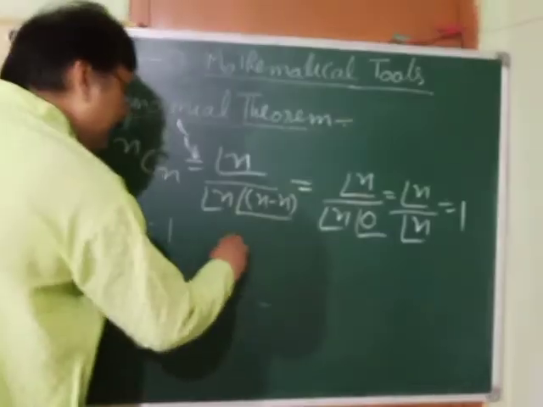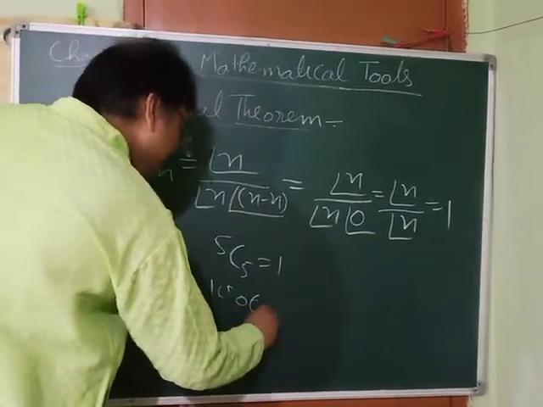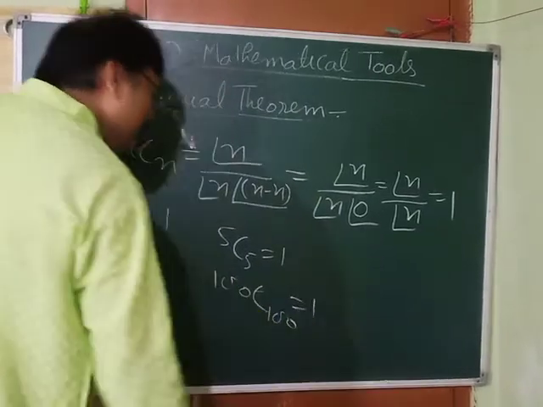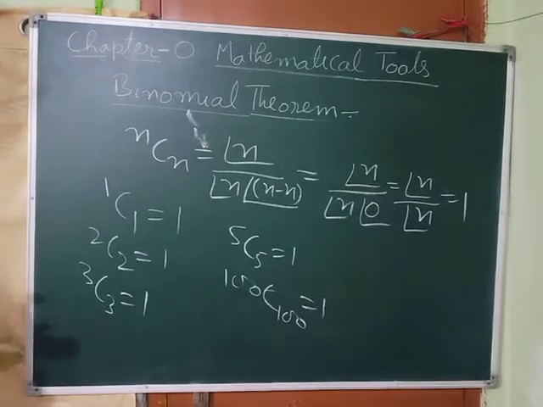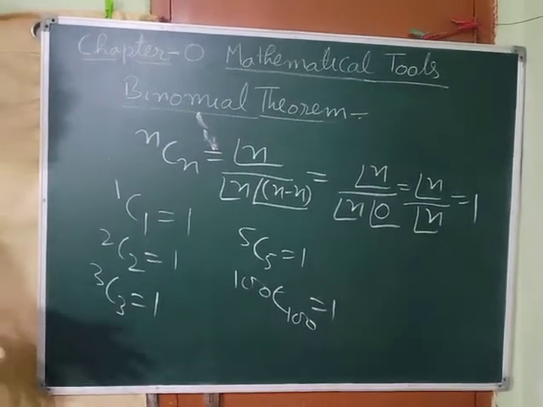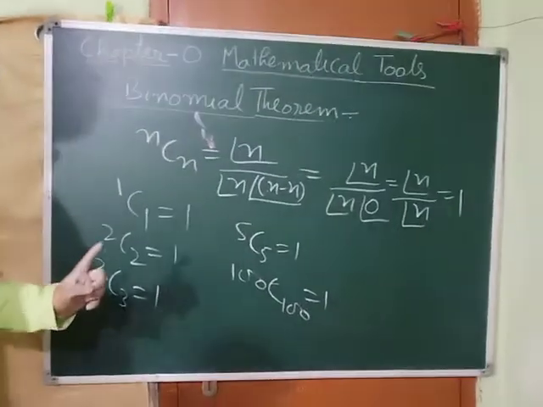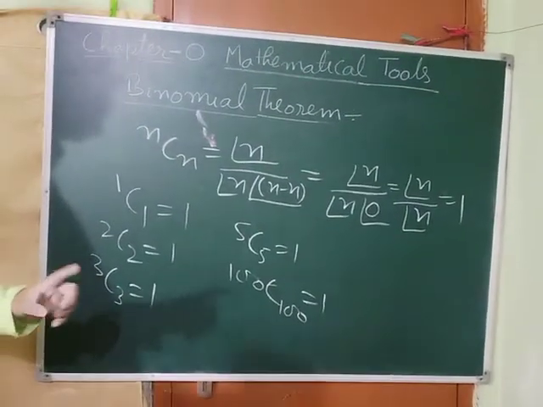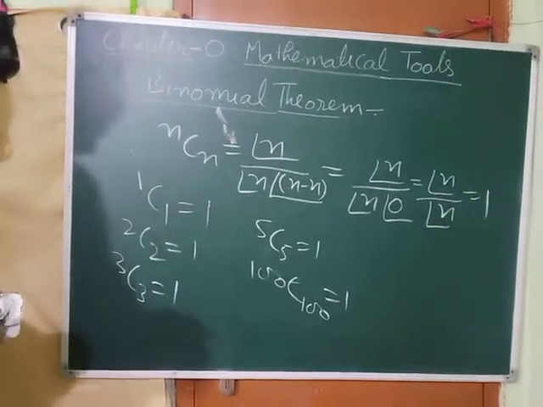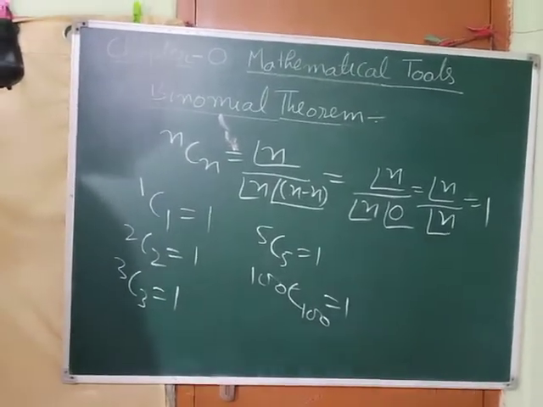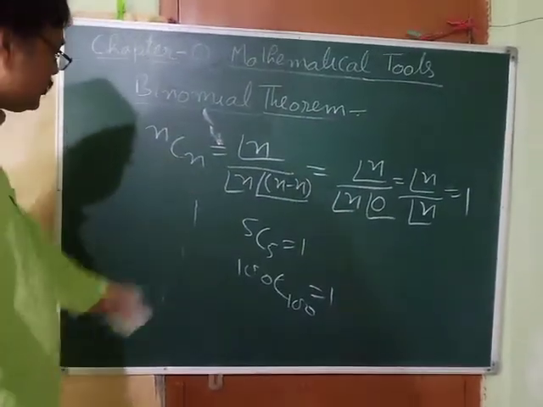Suppose it is 5C5, then it is again 1. Suppose it is 100C100, it is 1. Clear? 4C4, it is 1. 8C8, it is 1. Getting my point? Don't make this mistake like the others, because there is a difference between you and the others. What is that difference? Your hard work. So we have done this also.